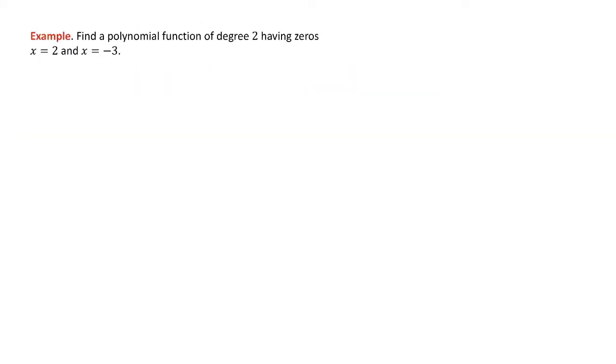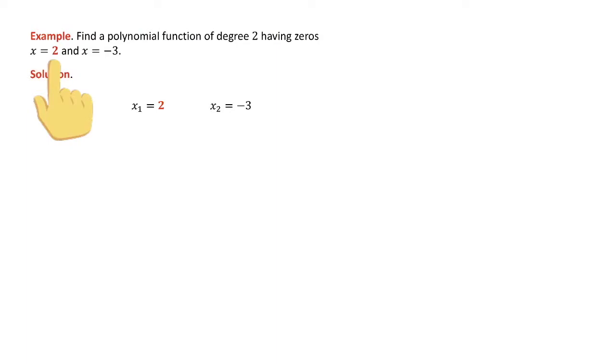Okay? So here's: find a polynomial function of degree 2 having zeros x equals 2 and x equals minus 3. 2 and minus 3 are the zeros. Okay, so this is what I give you. It's a polynomial of degree 2, so it has 2 zeros. Degree 2 means n is 2, and my zeros are 2 and minus 3. Okay, good. So how do we go?